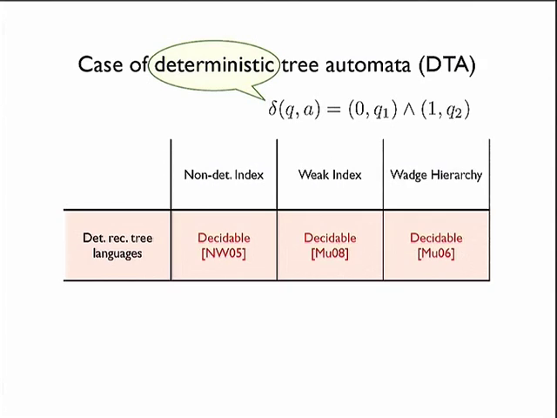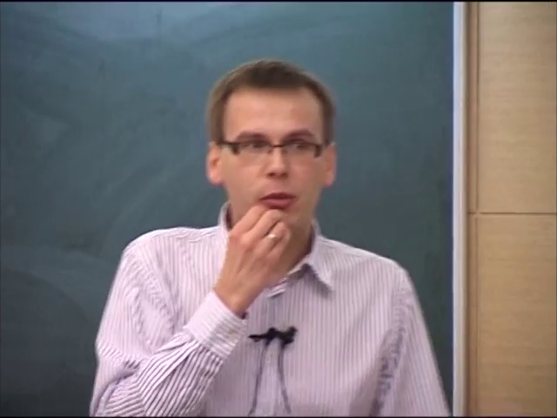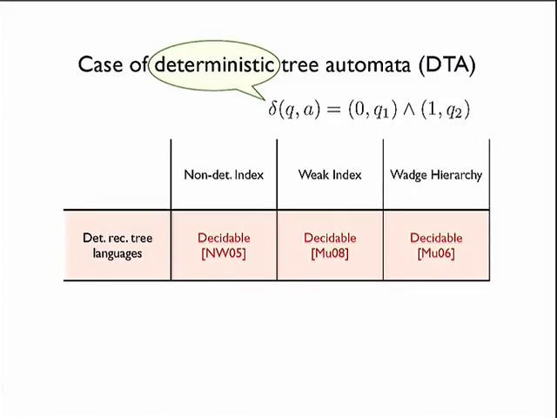Yes, so this case was solved, but in some sense this case is very easy, because the really difficult part in deciding properties of automata is non-determinism or alternation. So we're trying to come up with a class that would capture enough alternation to be non-trivial, but at the same time would have decidable properties. For instance, the index problem would be decidable, or the wedge hierarchy problem. So, the general problem remains open.